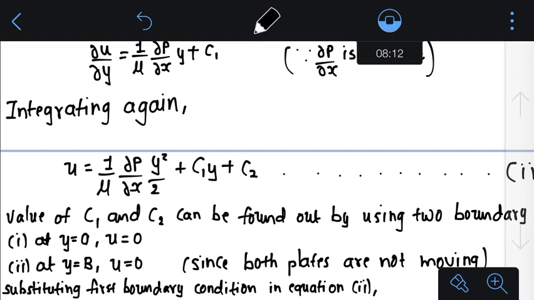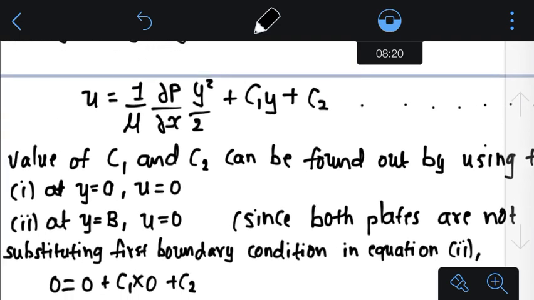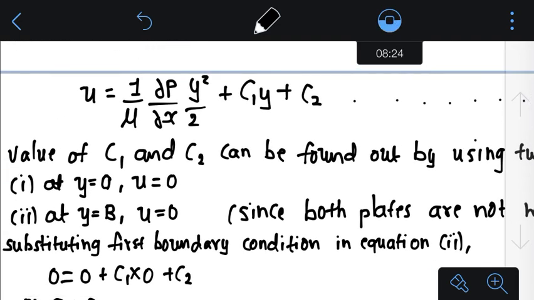These values of c1 and c2 can be obtained by using boundary conditions, and here we are going to use two different boundary conditions. The first boundary condition is at y equal to 0. That means from the lower fixed plate, when y equals 0, the term becomes 0, so u will be equal to 0. And when y equals b, the total distance between these two parallel fixed plates, u again would be equal to 0.